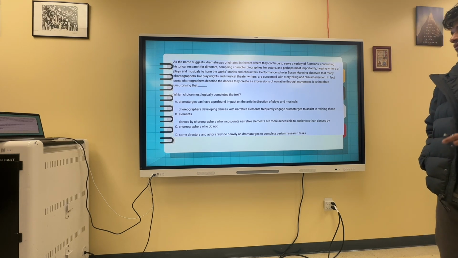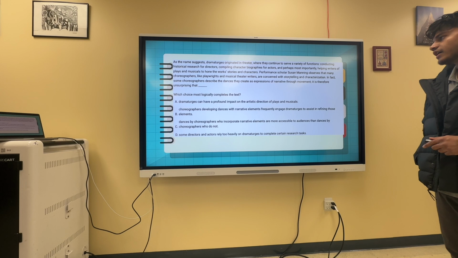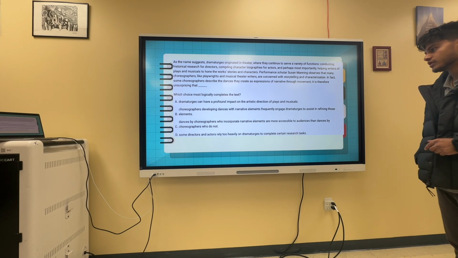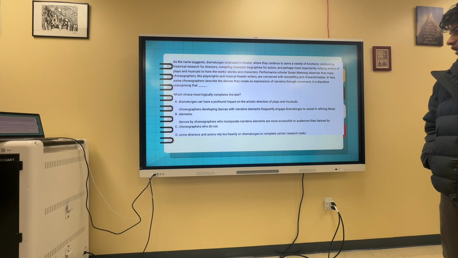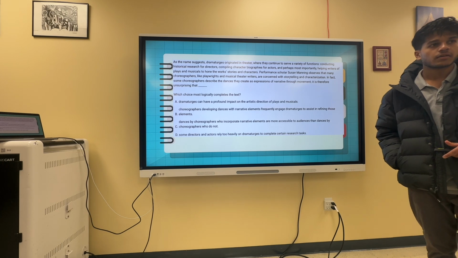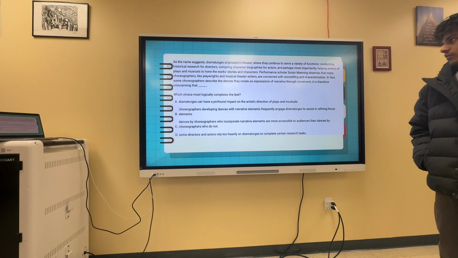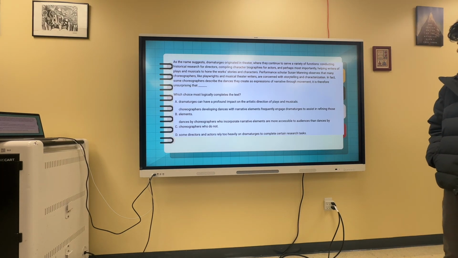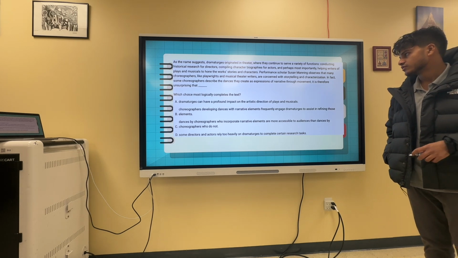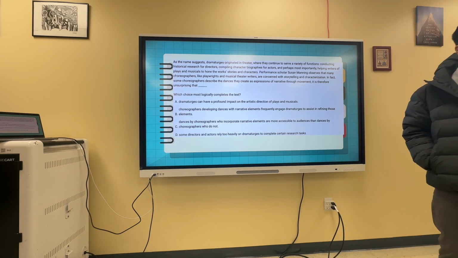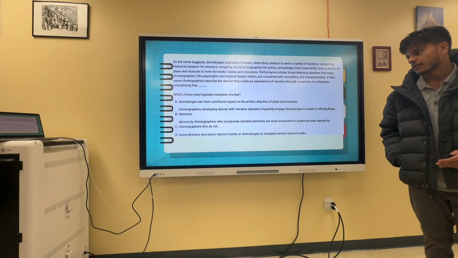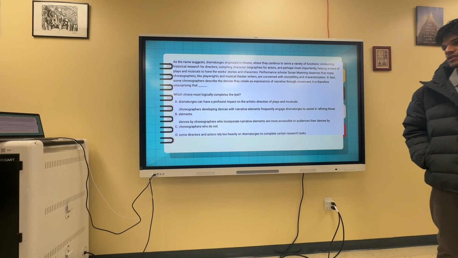sentence, in fact, some choreographers describe the dances they create as expressions of narrative through movement. So movement and direction are kind of like the same words, because you're talking about narrative through movement and you're talking about the artistic direction as well. So those two things have something in common. Okay, so we'll keep A to the side for now.